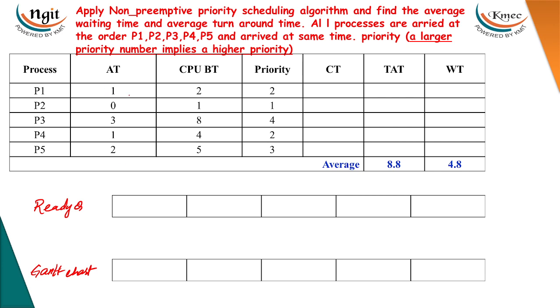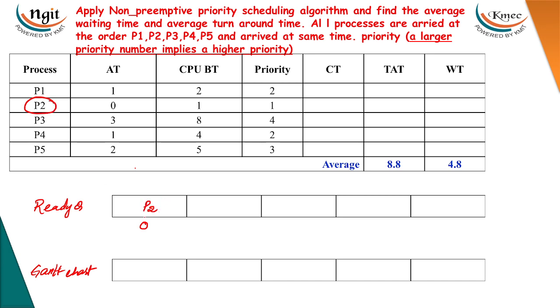Here they have not all arrived at the same time. They arrived at different times. Now first we need to take which process came at time t equal to 0. Now look at here, P1 comes at 1, P2 comes at 0, P3 comes at 3, P4 comes at 1, P5 comes at 2. Now let's see at time t equal to 0 how many processes came. Only one process came at time t equal to 0, that is P2.